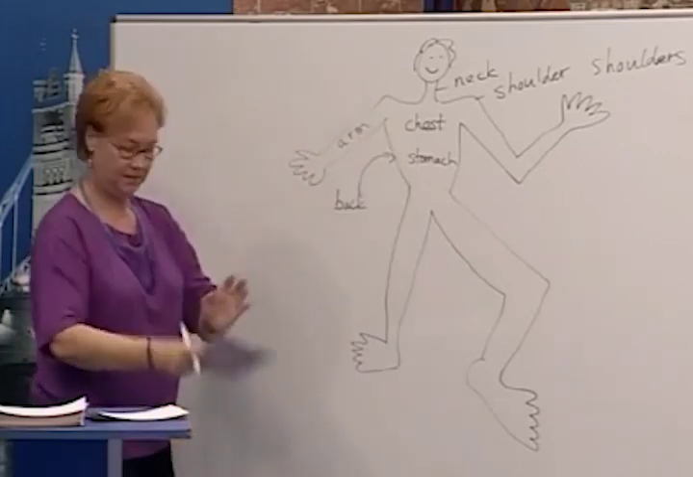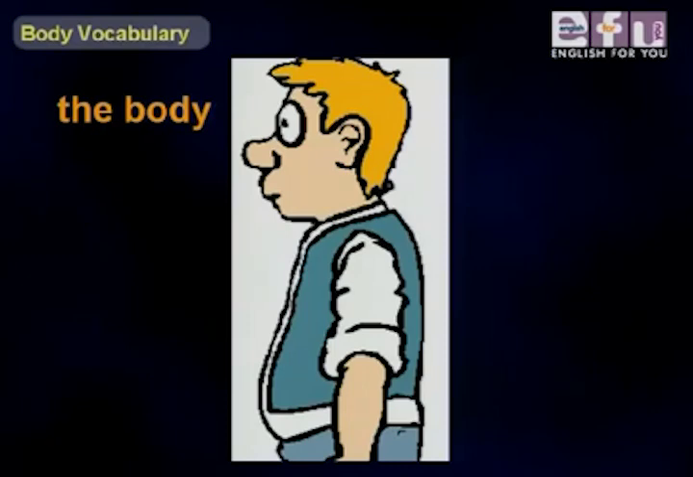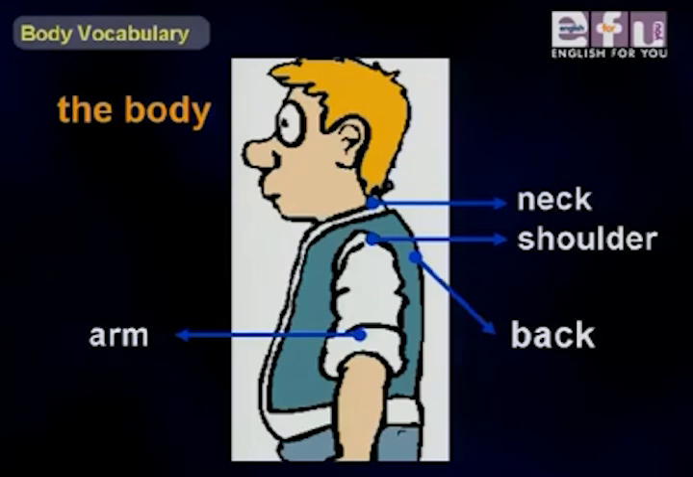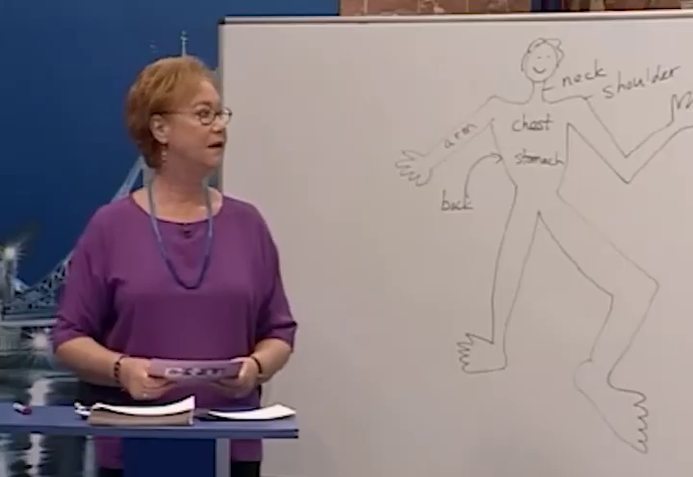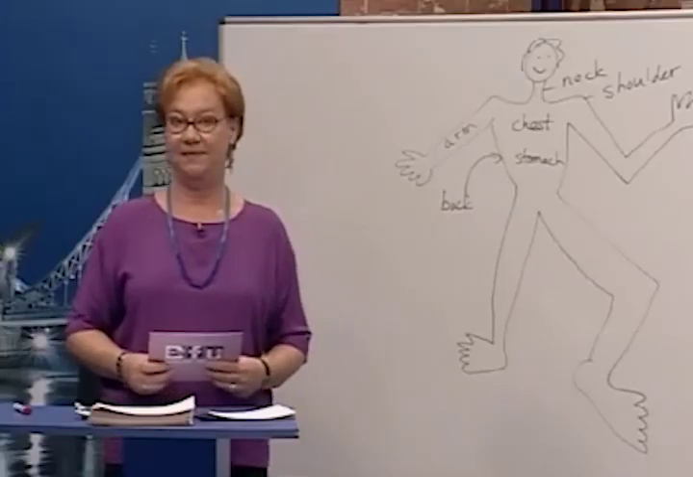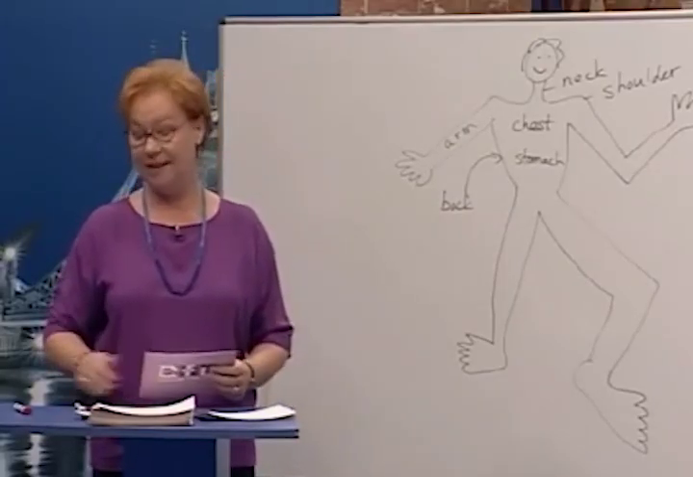The arm. All right? Now let's look at what we have so far of the body. We have the neck, the shoulder, the back, the arm, the chest, and the stomach. All right, now let's add more to this beautiful body.